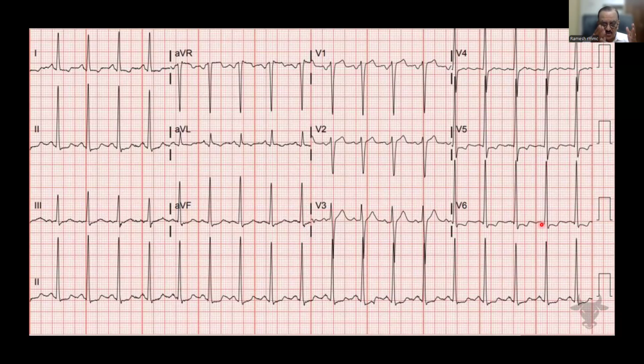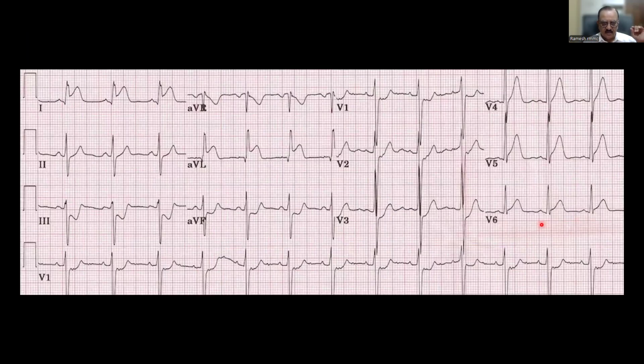So when you have such tall QRS, what is your reference? Ventricular enlargement. Chamber enlargement. Very good. Ventricular enlargement is a possibility. Okay, very good. Excellent. Super. I'm very happy.